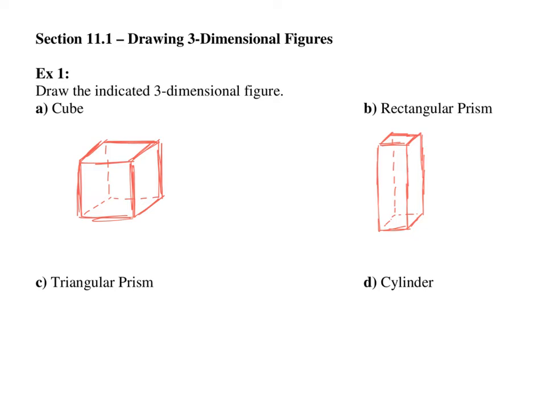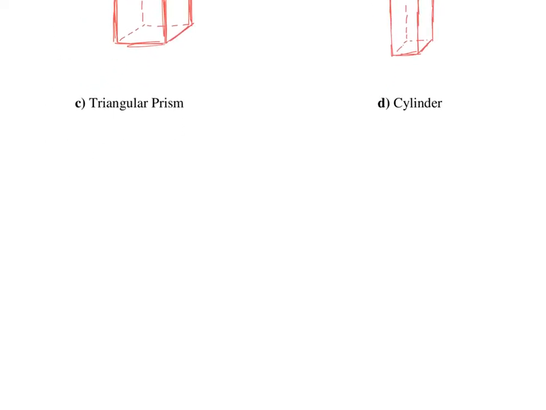Now for a triangular prism, we're going to start off. I'm going to draw 2 different triangular prisms. I'm going to start off with the top being a triangle, and it's going to be drawn skew, because it's being drawn in 3 dimensions. And then I'm going to draw vertical lines going down. And then I have this triangle here, and this is the part that I cannot see.